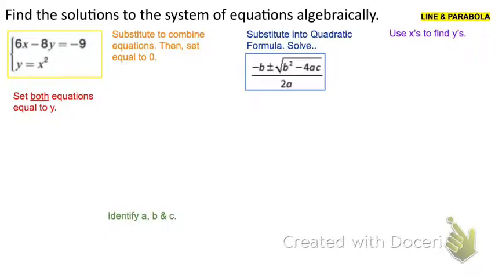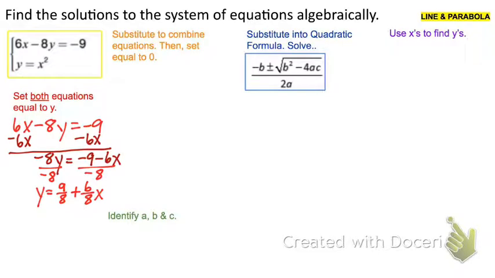Here we're asked to find the solutions to a system of equations algebraically. We're given an equation of a line and then also a parabola. In order to solve this, we need to have both of these equations set equal to y. The second one is good, but the first one we're going to have to move some things around so it is also set equal to y.